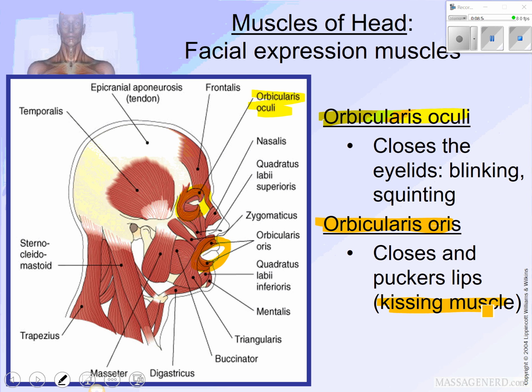Again, just as another review, orbicularis, a circular muscle, means it has a sphincter action, so it's going to decrease the size of an opening. So those are surrounding the opening areas.